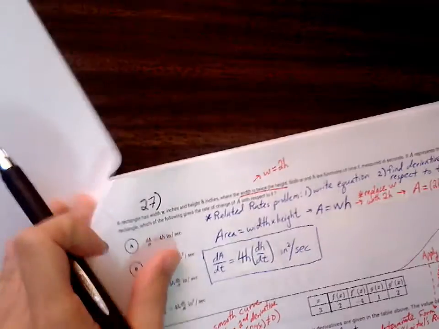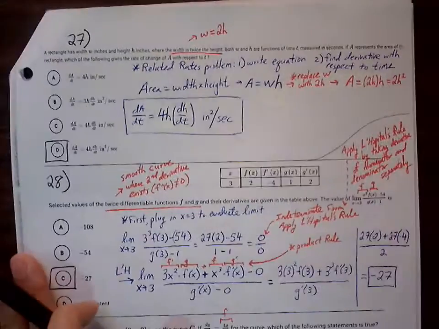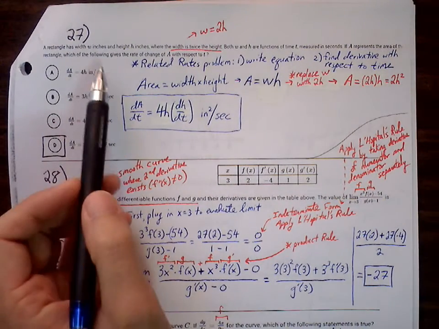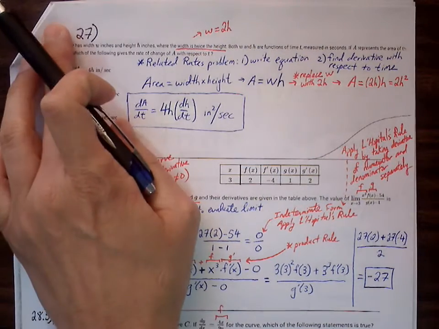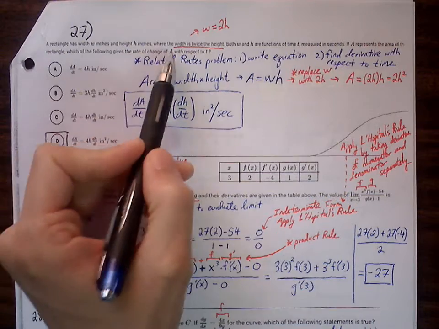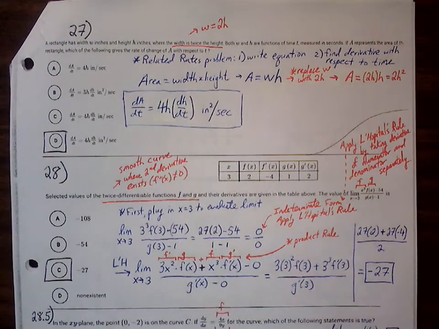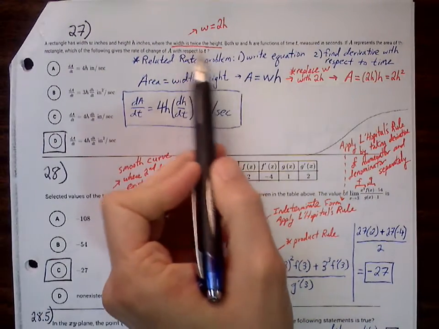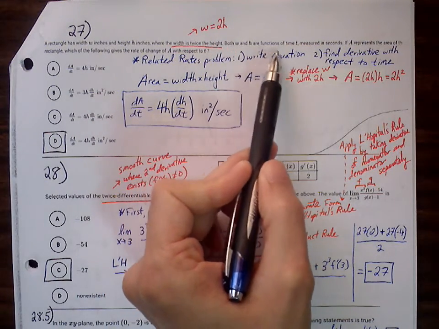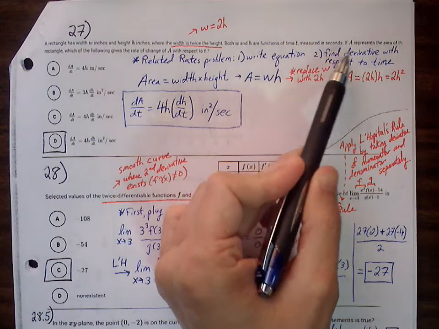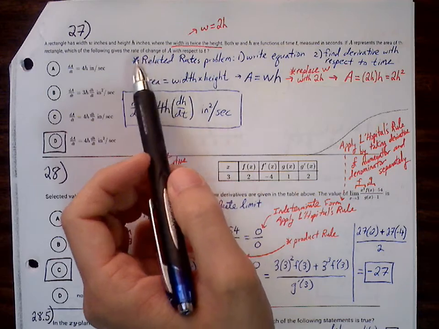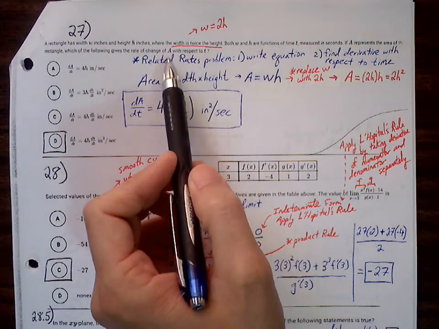Okay, number 27. We have a rectangle with width W inches and height of H inches, where the width is twice the height. So I'm going to create an equation just based off of that statement. Width is equal to 2h. Both W and H are functions of time t measured in seconds. If A represents the area of the rectangle, which of the following represents the rate of change of A with respect to t?